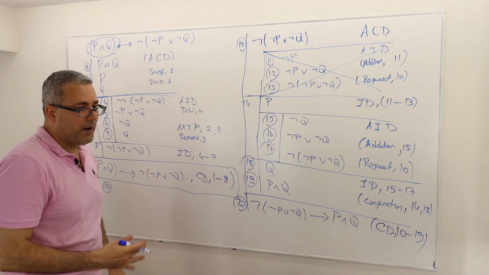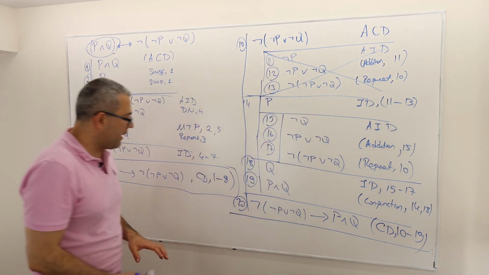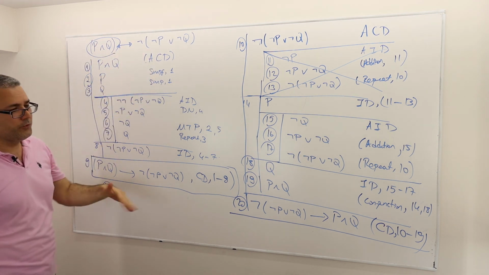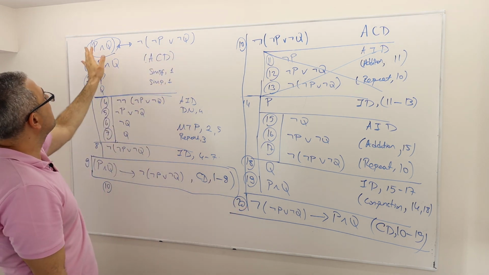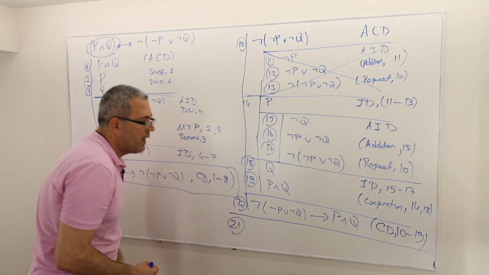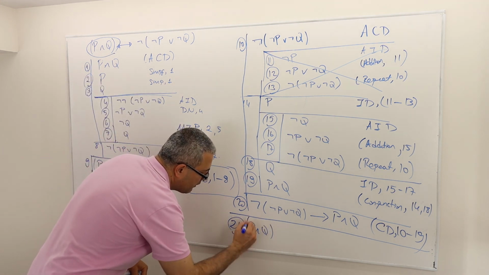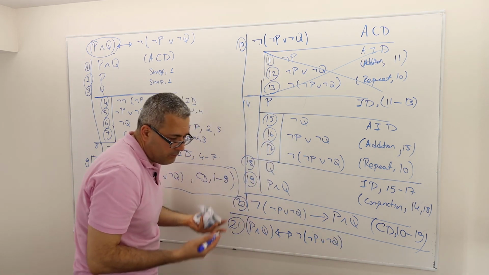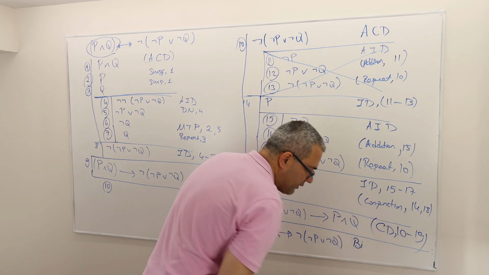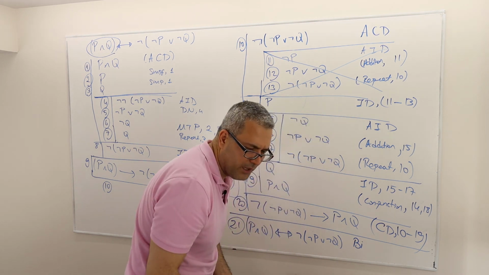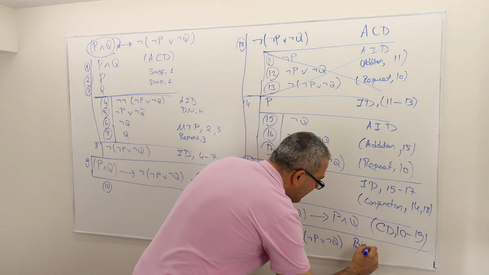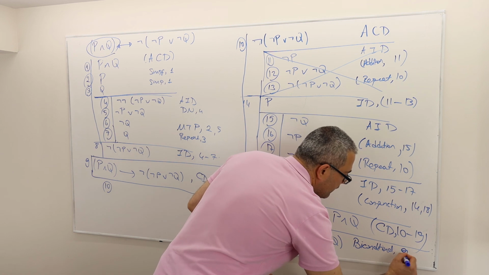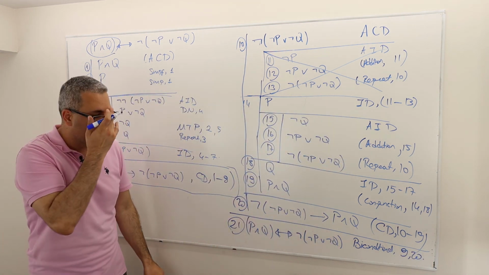Okay, so am I done? Well, kind of. I proved the first part, meaning P and Q implies not P or not Q. I also proved the second part, not P or not Q implies P and Q. So therefore, in line 21, I can say, look, P and Q is if and only if equivalent to not P or not Q. And the rule that I use for this is biconditional, of the arguments 9 and 20. And so that's it. This is the conclusion.